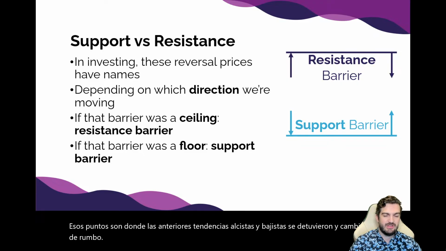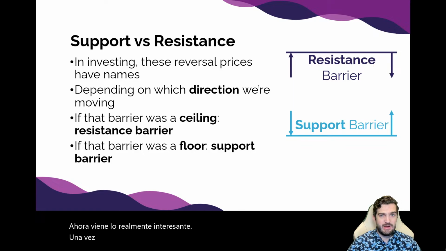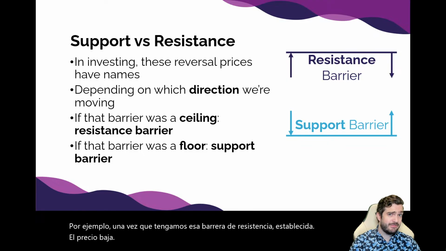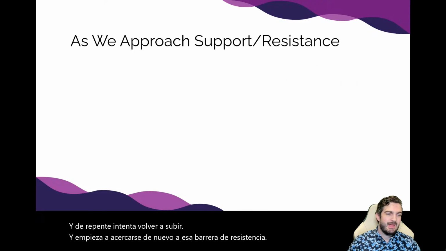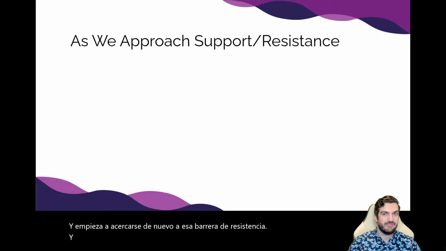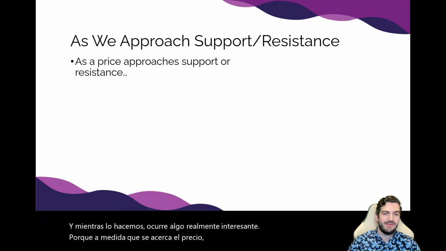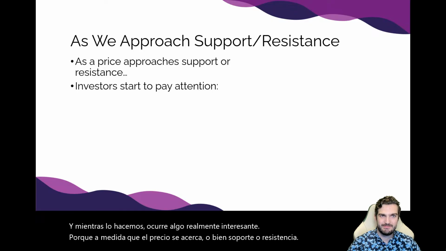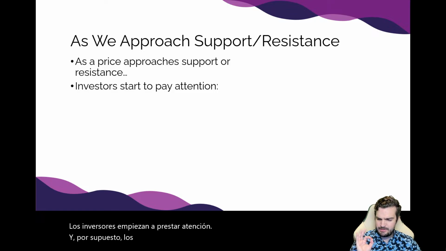Now, here's the really interesting part. Once we have that resistance barrier get set, for example, the price goes down. And then all of a sudden, it tries to go back up, and it starts to get close to that resistance barrier once again. And as we do, something really interesting happens. Because as the price approaches either support or resistance, investors start to pay attention. And of course, investors are cool, calculated. They think off of nothing but numbers and what makes sense.